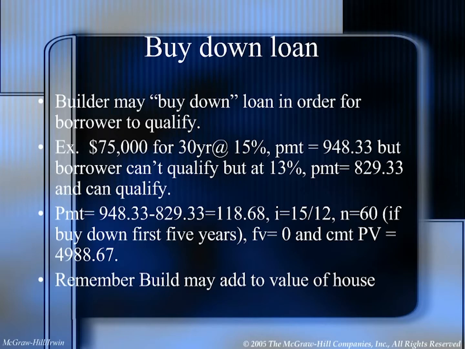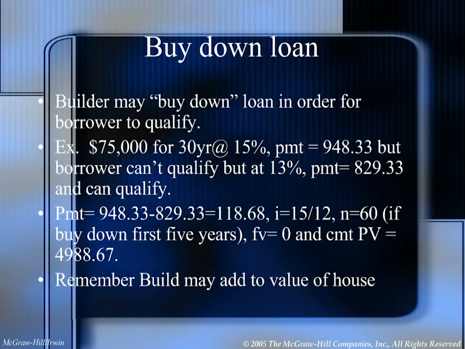But if the rate was only 13% instead of 15%, and we cranked out the payment, we'd see that it's $829.33. So if they could qualify at 13%, but not at the going rate, which is 15%, the difference between those is $118.68. So if we find out the present value of that $118.68, using the current return of 15%, and if they're going to just buy down the first 5 years. So the builder says, well, I'll just buy down the first 5 years. After that, you have to be on your own.